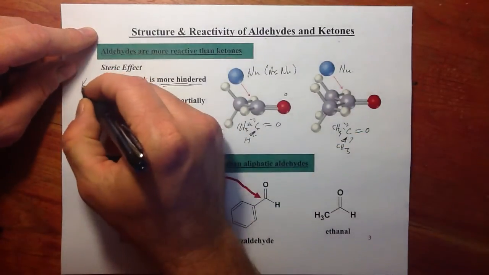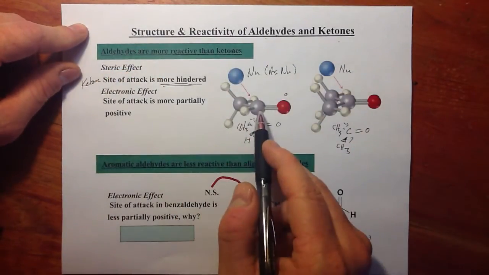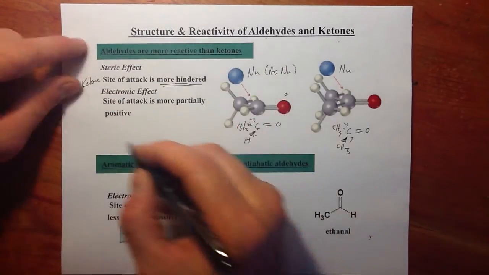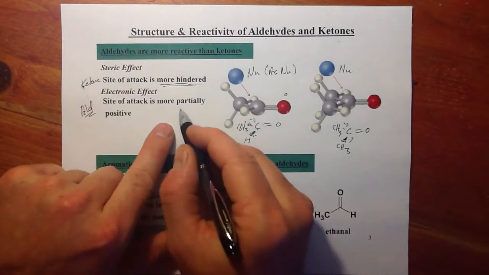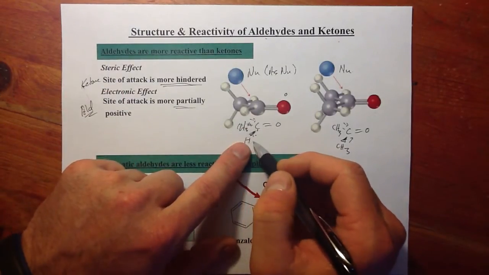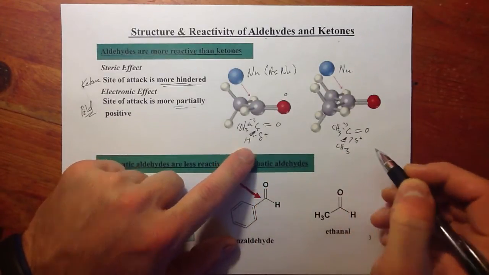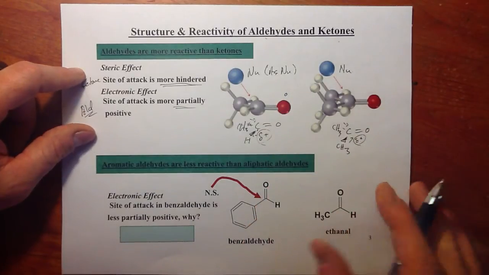So this is applying to the ketone here. We're saying the ketone is more hindered, the aldehyde is less hindered. And for the electronic effects, we also have to consider that the aldehyde is more partially positive because it's not satisfied by the neighboring groups. This is more partially positive, and this would be less partially positive. I'll use a bigger and smaller partial positive charge.